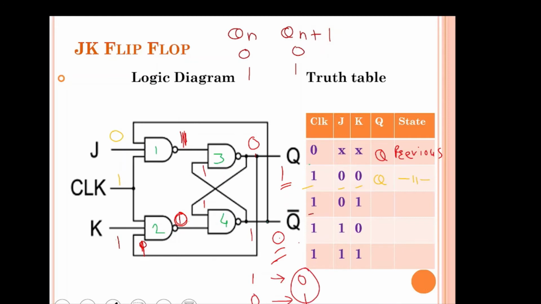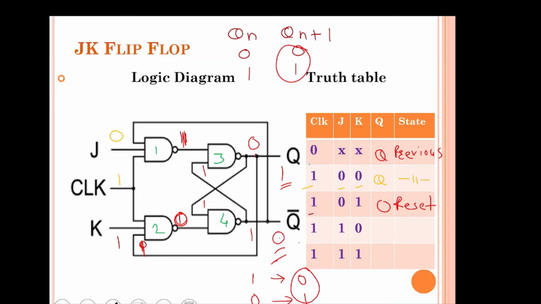Means in both the cases you are getting Q is equal to 0. That's why we have to write 0 over here. For J is equal to 0, K is equal to 1, the output will be 0. And this is called as reset condition.